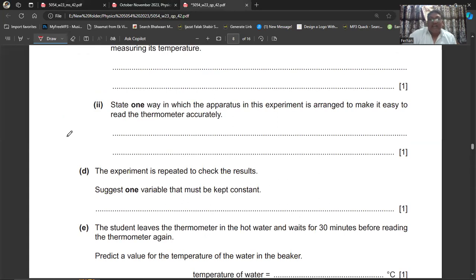Okay. He says, D part, the experiment is repeated to check the results, suggest one variable that must be kept constant. You see, there are so many things which should be kept constant. The beaker should be same, the amount of water should be same. We hope that the initial temperature of the water should be same. The most important is that which directly affects the cooling rate, and that is the room temperature. The room temperature must be kept the same.